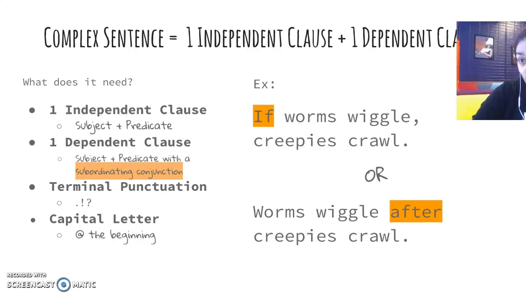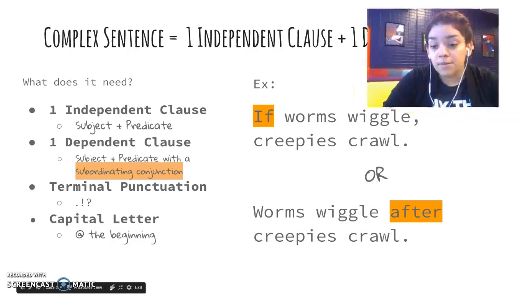You can write it the other way around as well. So worms wiggle, that's my independent clause, after creepies crawl. The after creepies crawl, that's the dependent clause. The after is the subordinating conjunction. Okay, not too bad. Let's move on.